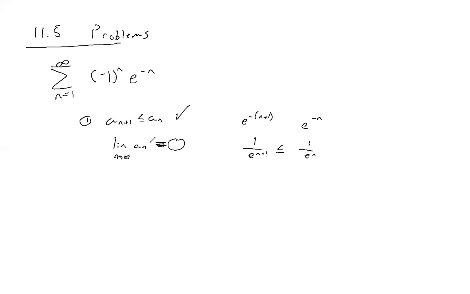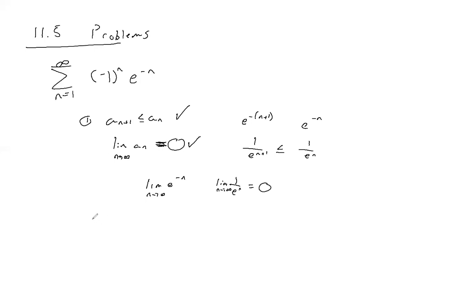Now I need to be certain that the limit of a_n is 0. So what is the limit of e to the negative n as n goes to infinity? Again, e to the negative n is 1 over e to the n. As n gets really big, e to the n gets really big, and I'm dividing by a larger and larger number, and that goes on forever. So I should be getting closer and closer to 0. So this limit is equal to 0, and that condition is satisfied as well. So I've got my two conditions satisfied.